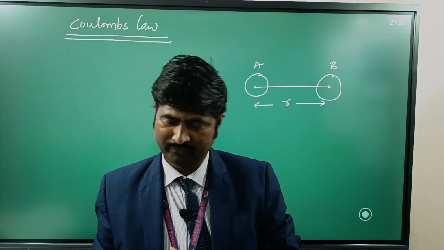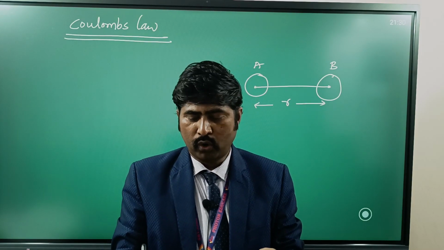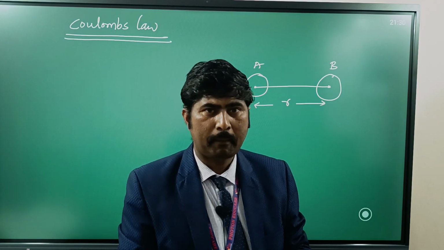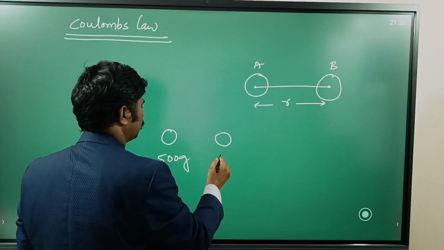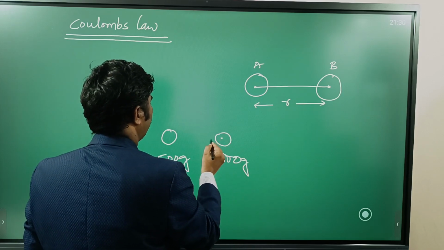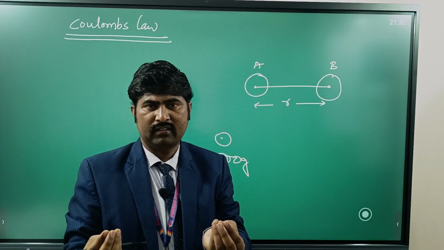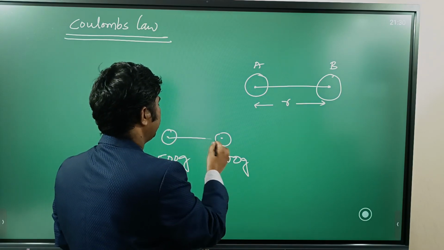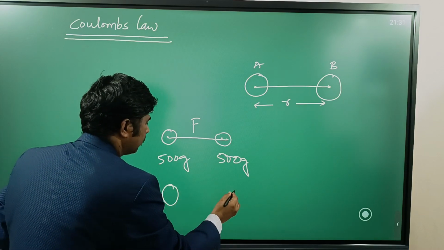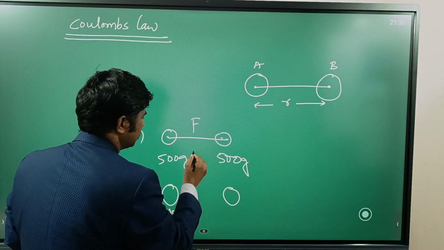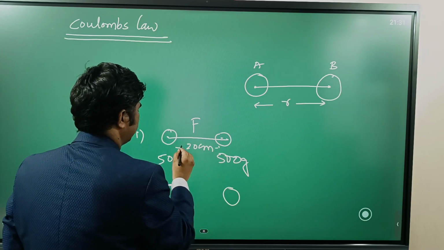When you were in the lower classes, you might have seen the attractive property of magnets. For example, to understand, I will take two magnets, both of 500 gram. You hold them at a certain distance like this. Clear? This is one case. You are experiencing an attractive force. This is case 1. Second case, I will take 1 kg, separated by a distance of, say, 20 centimeter. Okay, we have taken 20 centimeter.